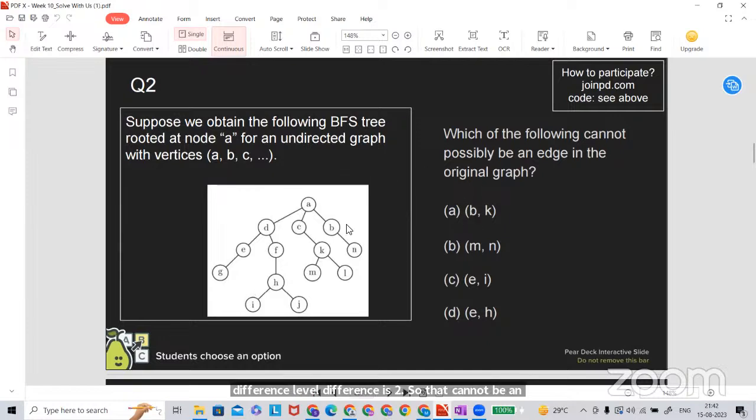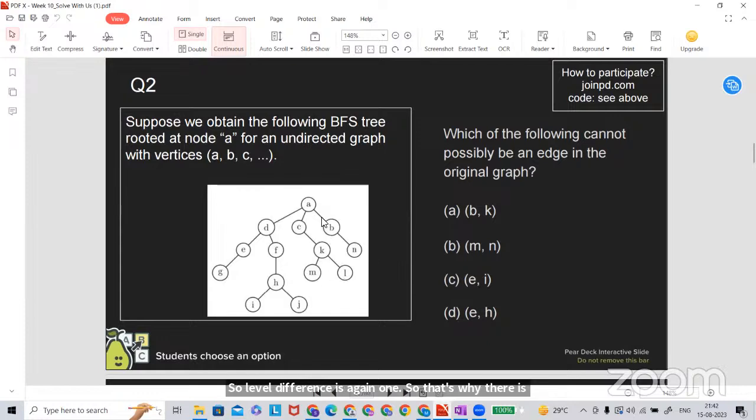Now B and K: B is on level 1 and K is on level 2. So the level difference is 1, so there is a possibility that there could be an edge in the original graph. M and N: again see the level difference. The level of N is 0, 1, 2, so level 2. The level of M is 0, 1, 2, 3. So the level difference is again 1, so there is a possibility that there is an edge.